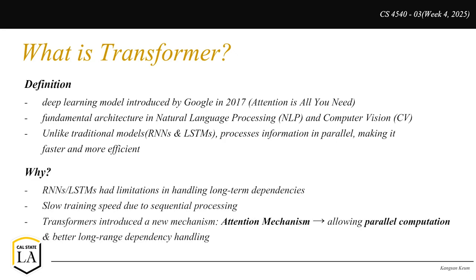So, why transformers? Before transformers, recurrent neural networks, called RNNs, and long short-term memory, called LSTMs, were commonly used in NLP. However, they had several limitations. First, long-term dependencies were difficult to capture. Second, slow training due to sequential processing. Therefore, as a solution, the transformer introduced the attention mechanism, allowing parallel computation, which significantly improves the speed, and better long-range dependency handling, which can understand the entire sentence more effectively.